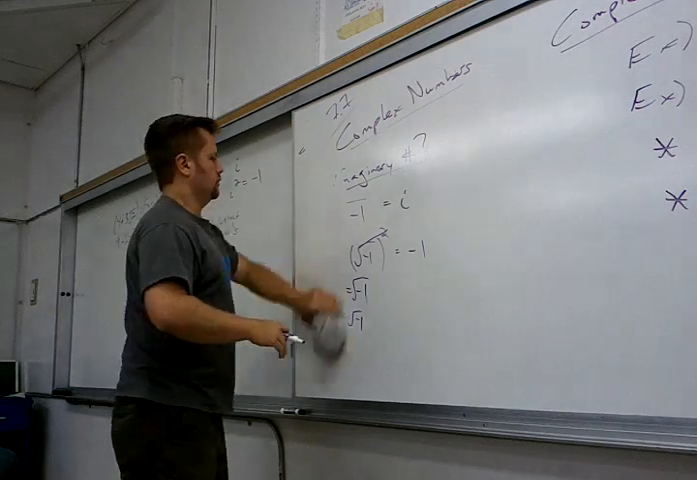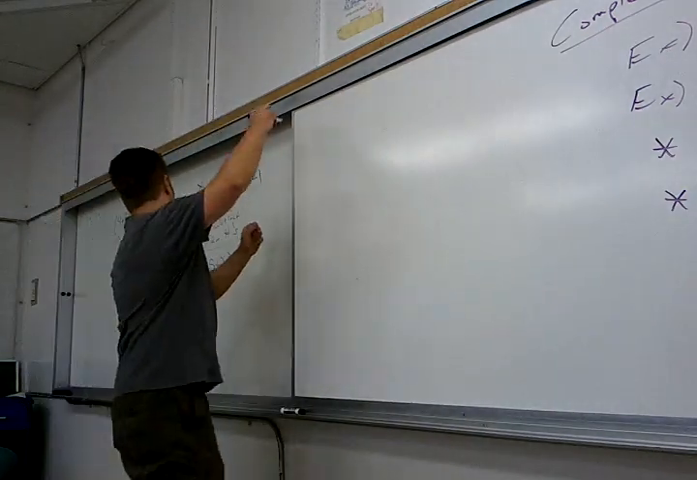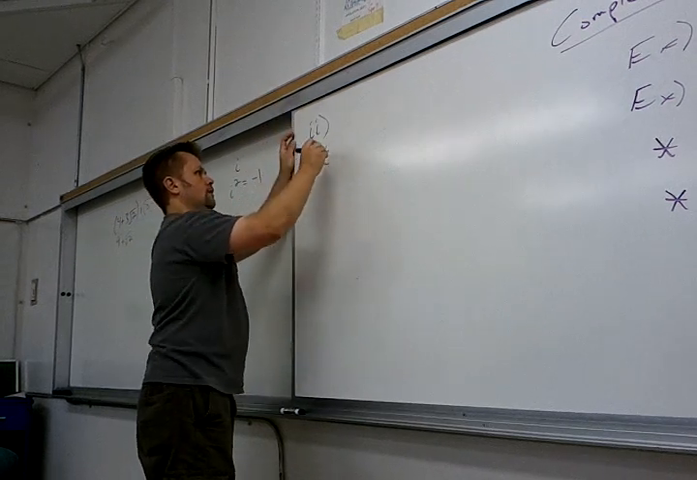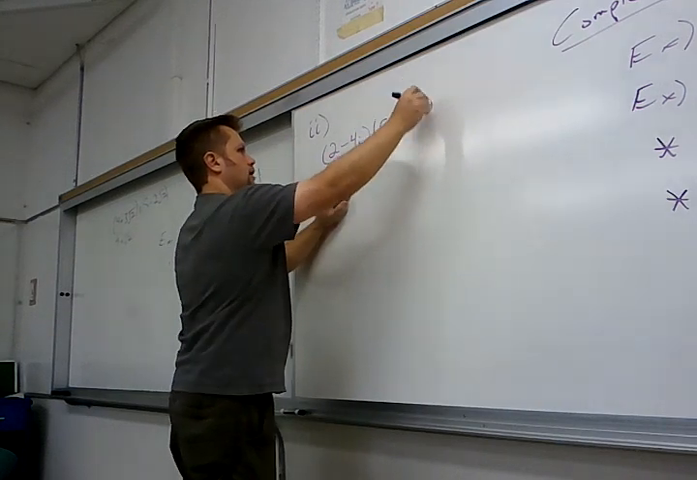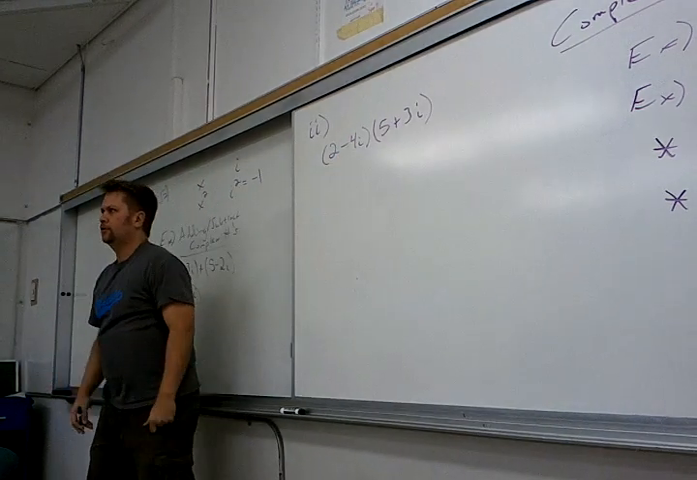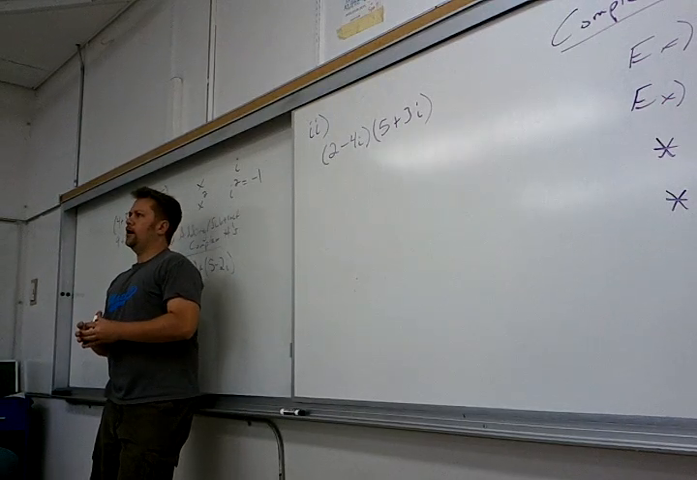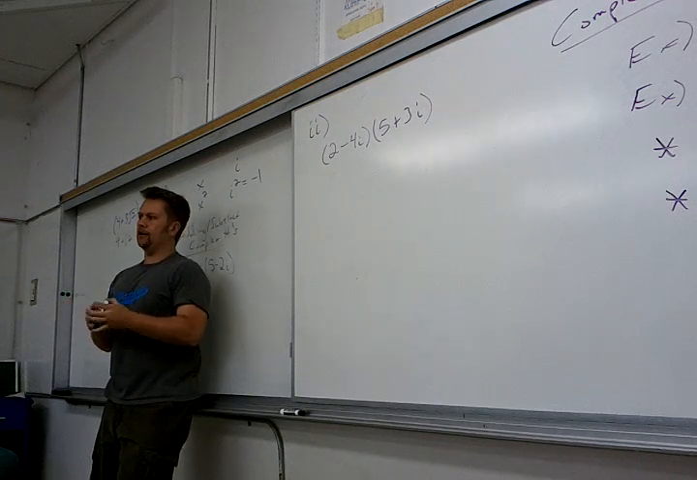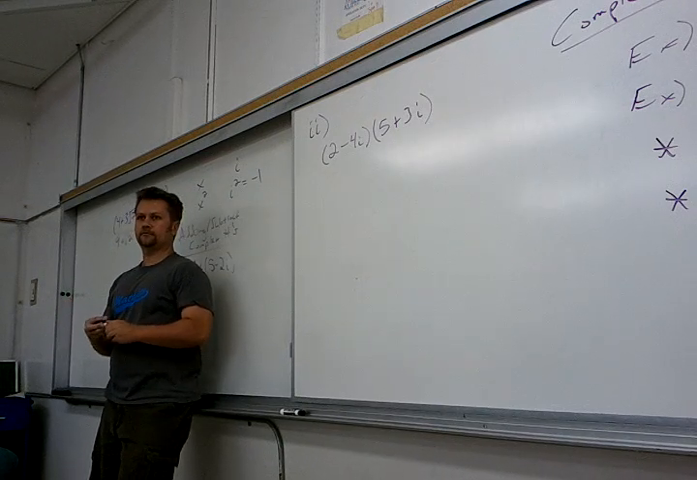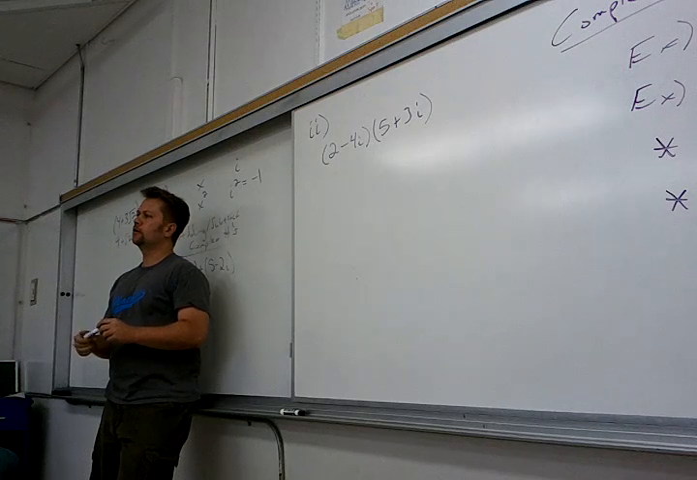Okay. Now, somebody kind of got ahead of the game here, but what about foiling these? What about 2 minus 4i times 5 plus 3i? It wouldn't be too much different, would it? Do it. There's only one thing that's different, and that's the multiplication. Do the whole number by the imaginary number. You just do it normally.